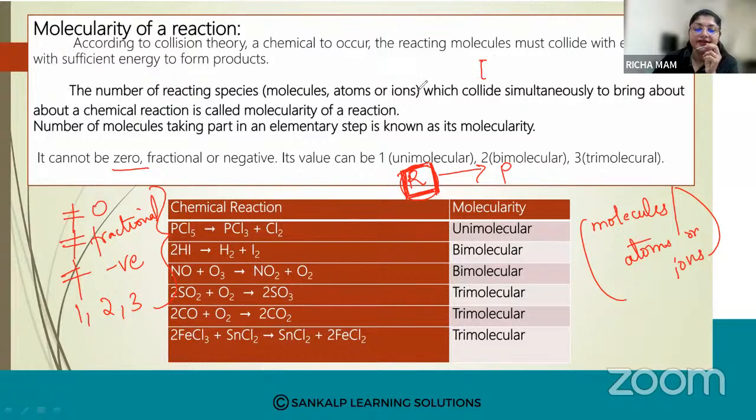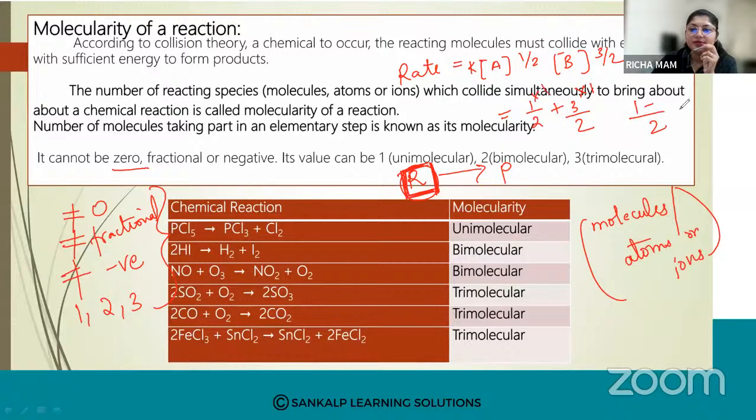Suppose we have seen rate is equal to [A] to the power 1/2 into [B] to the power 3/2. So this is a rate expression. Now how do we find the order of reaction? We add the sum of these powers, right? So 1/2 plus 3/2, how much will it be? It will be 4/2, so it is 2. So the order of reaction is 2.